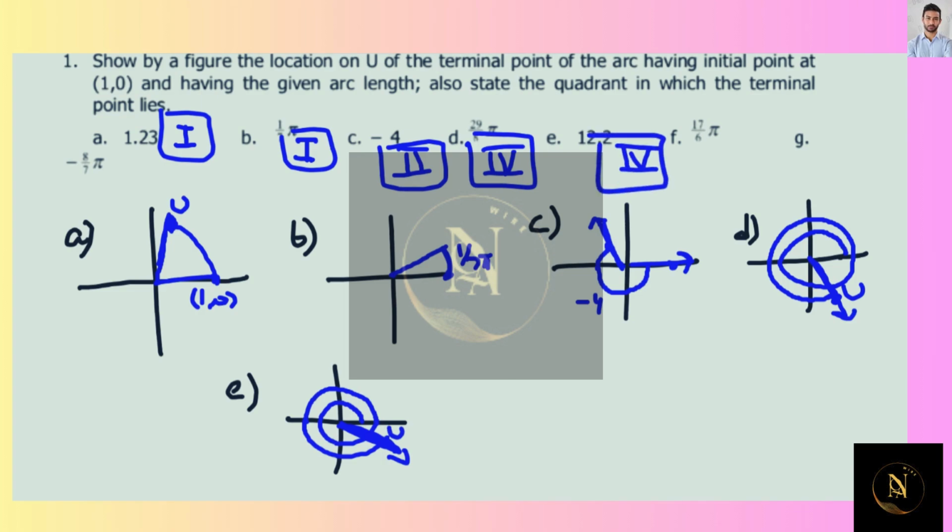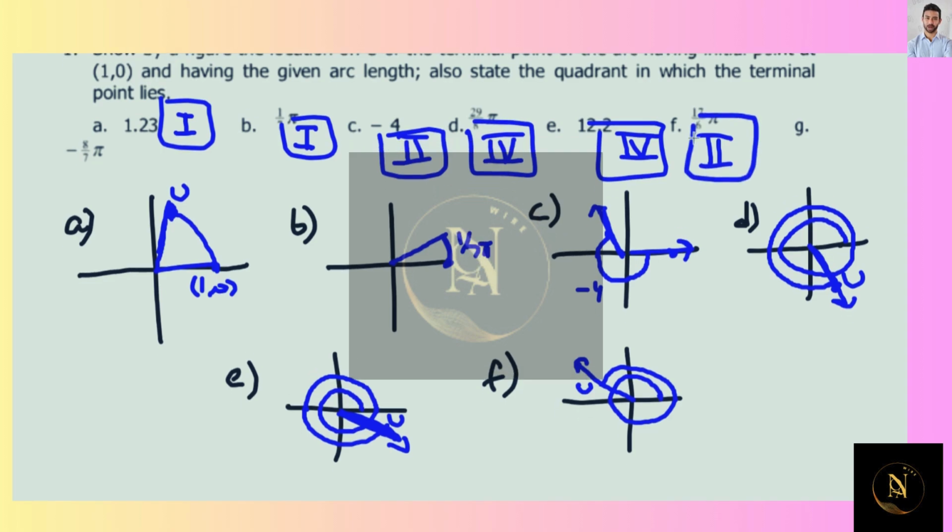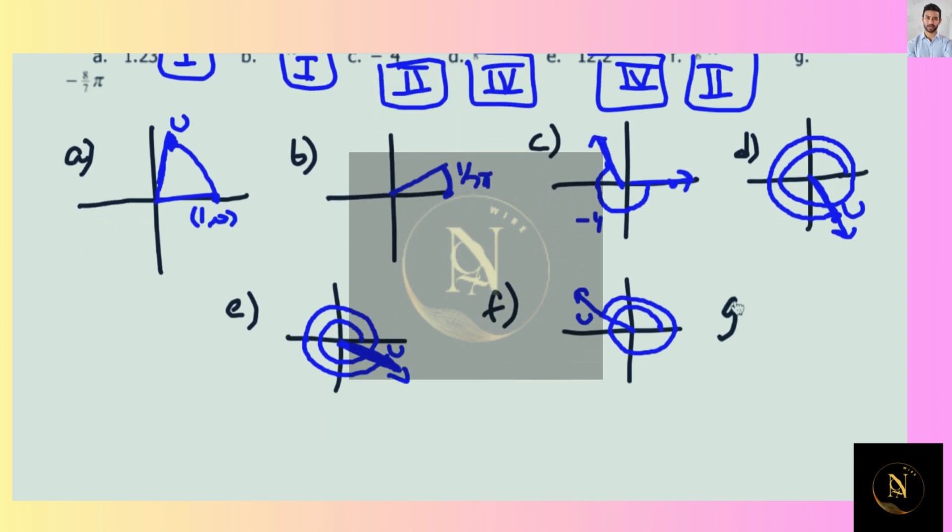17 pi over 6. In sixths, we've got 6 pi over 6. 12 pi over 6 is 1 full revolution. And we need another 5 pi over 6, which is going to put us into the second quadrant. And finally, -8/7 pi, we're going to go clockwise. We've got 7/7 pi. 8/7 would be a little bit more than that, into the second quadrant.